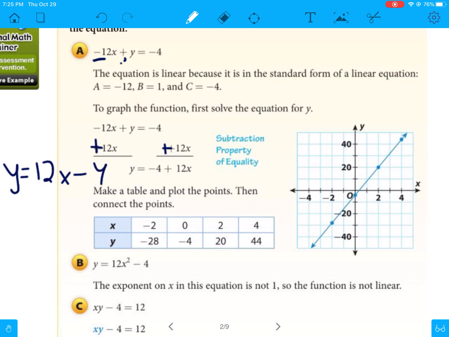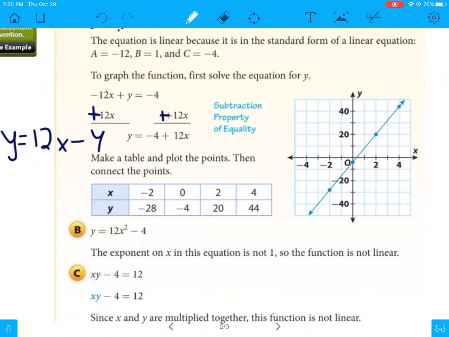And then what you're going to have to do is make a table and plot the points. So they use negative 2, 0, 2, and 4. You plug those into the equation right here. Negative 2 times 12 is negative 24, minus 4 is negative 28. So you have negative 2, negative 28. Then we have 0. When you plug in a 0, you're still left with negative 4, which is your y-intercept. Whenever your x is 0, your y is your y-intercept. So that's right there, and you can make your table.